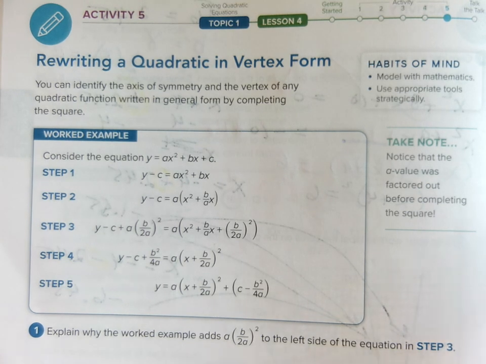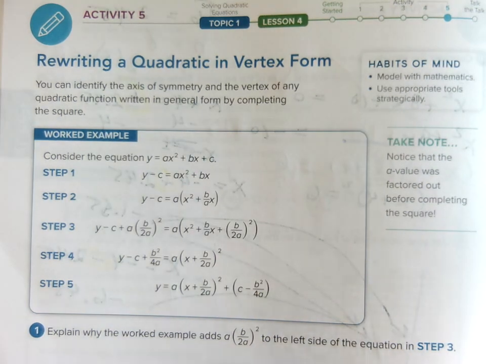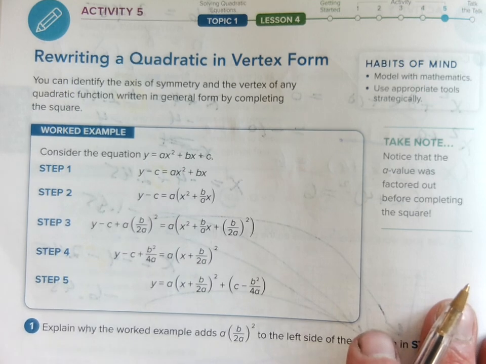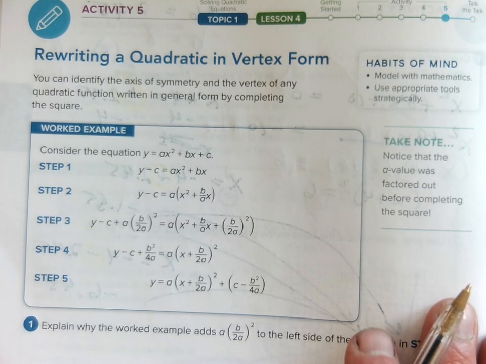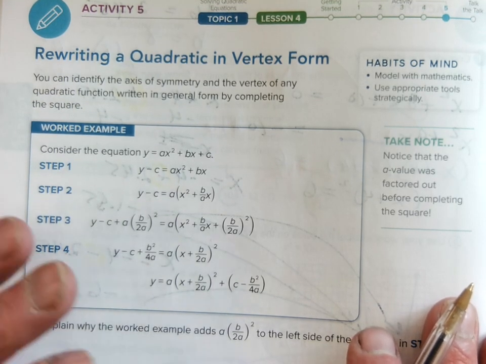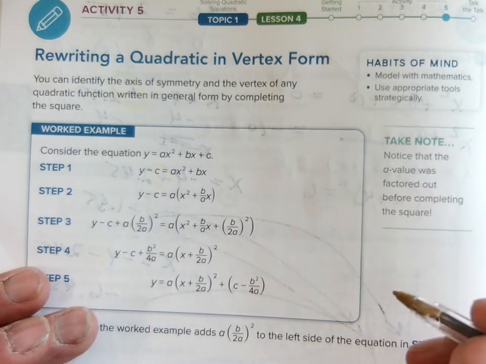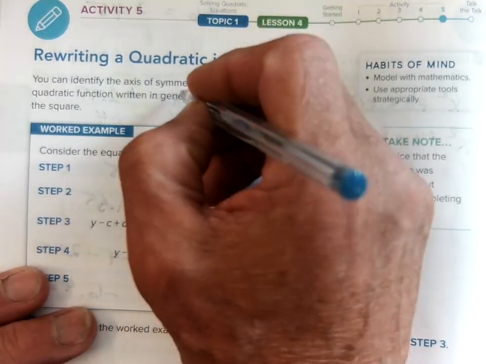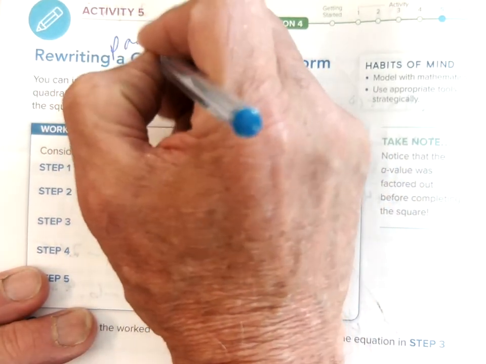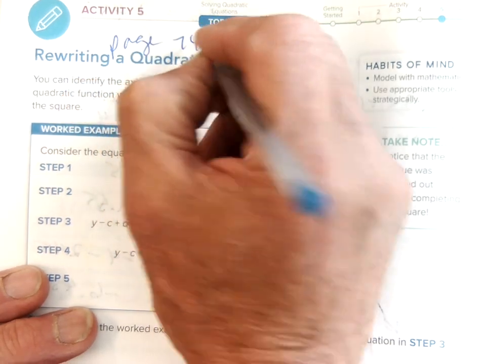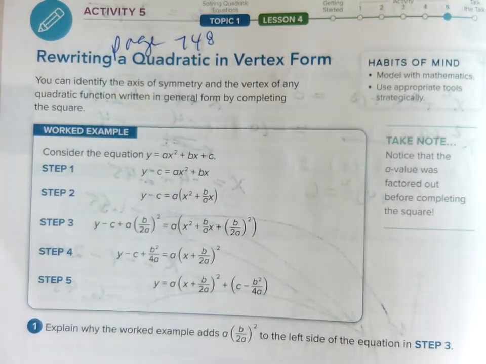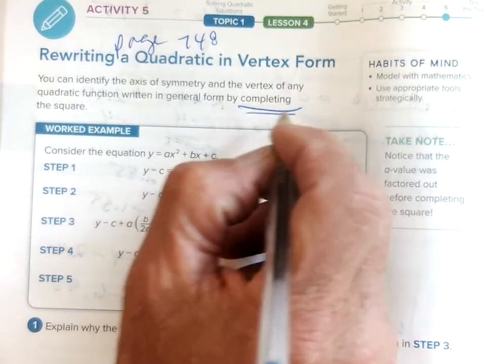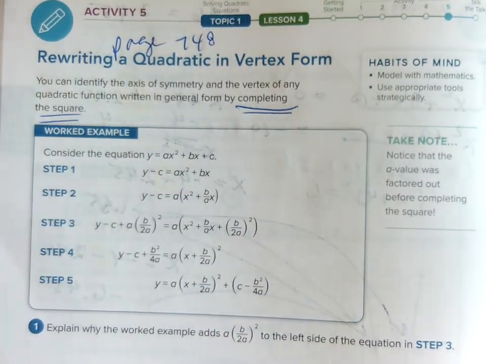Okay, everybody, today we're going to talk about completing the square in order to graph things in vertex form. I'm on page 748. We're still going to be completing the square in order to do this.